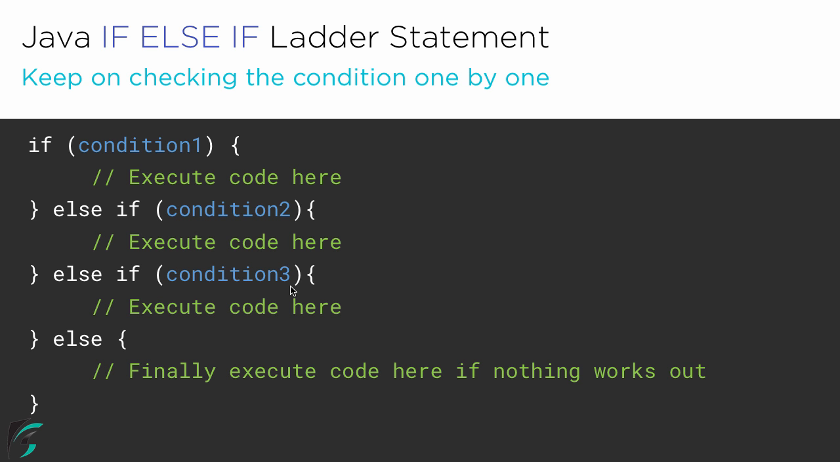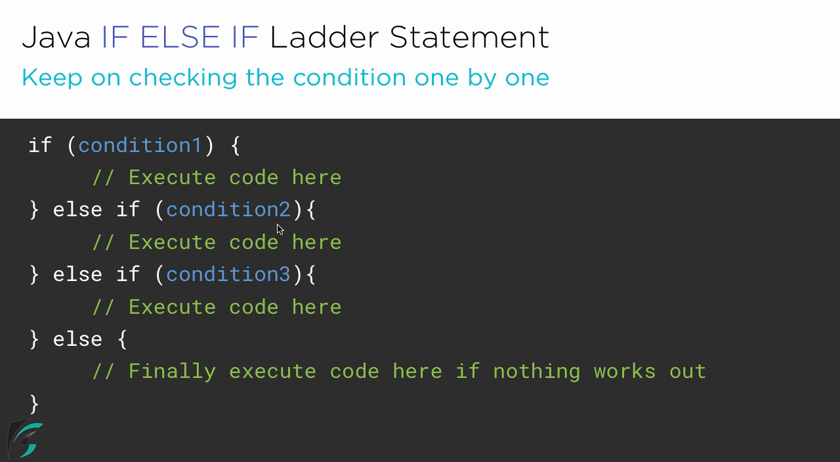So how does the execution take place? When the execution starts with this statement, if condition 1 is true, then execute this code here. And if condition 1 becomes false, then the control enters into this else if part. It will check if condition 2 is true, then simply execute this statement, then exit from the ladder and execute the code outside of this ladder.